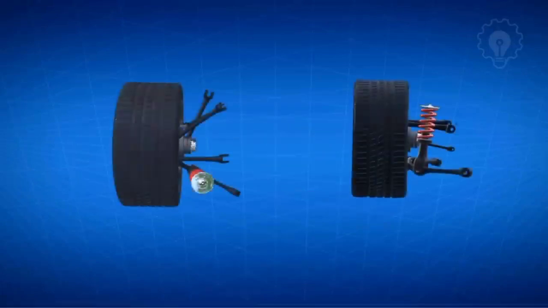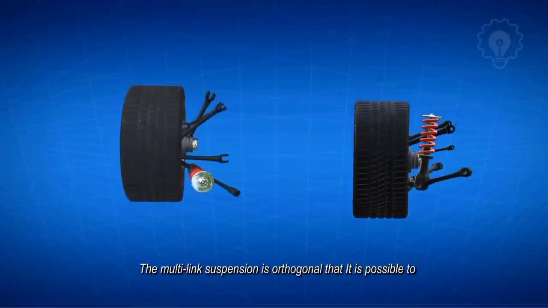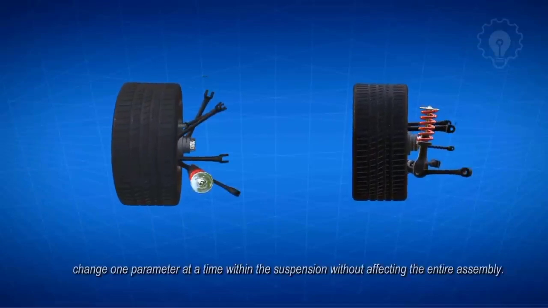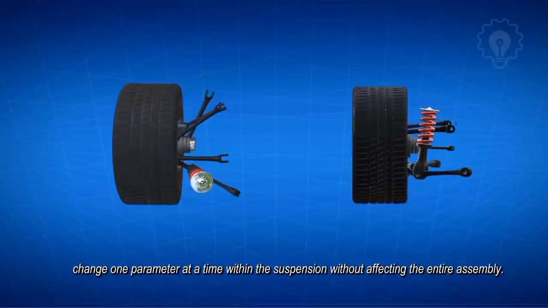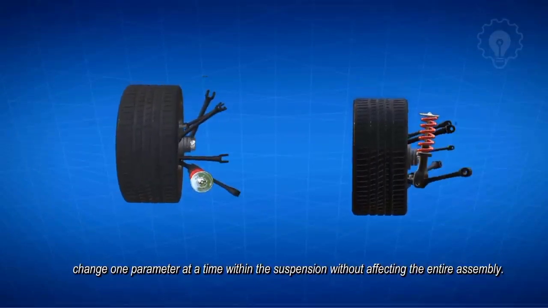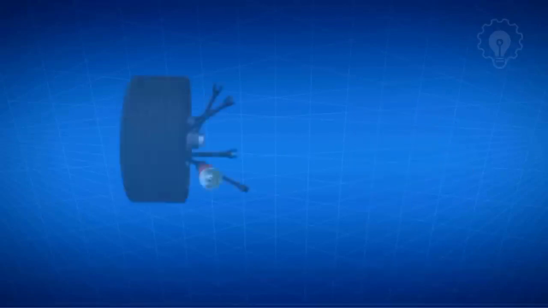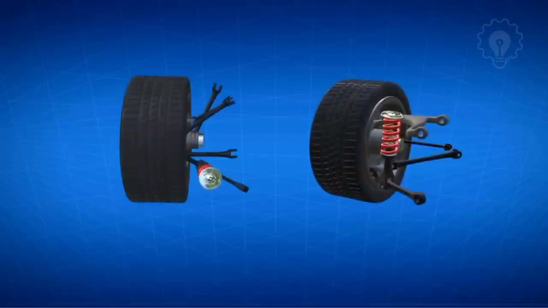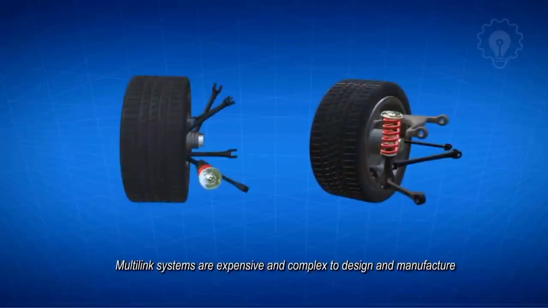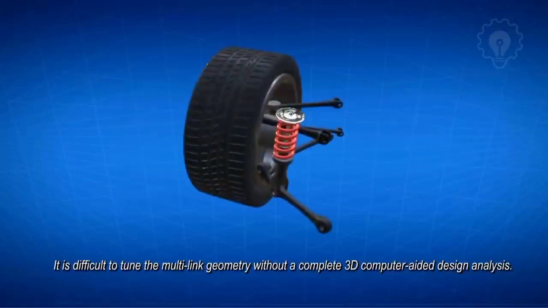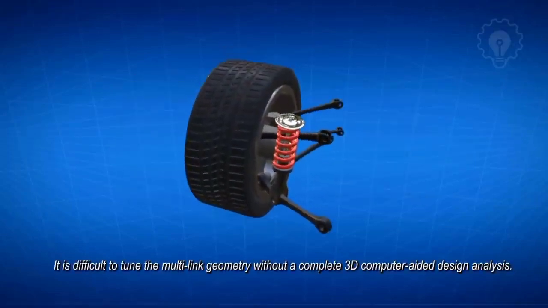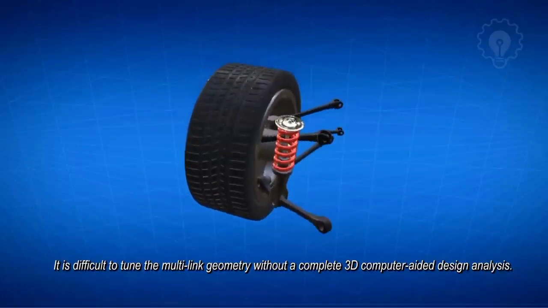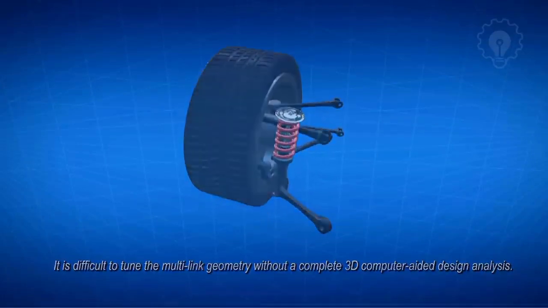In the simplest form, the multi-link suspension is orthogonal, in that it is possible to change one parameter at a time within the suspension, without affecting the entire assembly. Despite all the advantages, multi-link systems are expensive, and complex to design and manufacture. In addition, it is difficult to tune the multi-link geometry, without a complete 3D computer-aided design analysis.